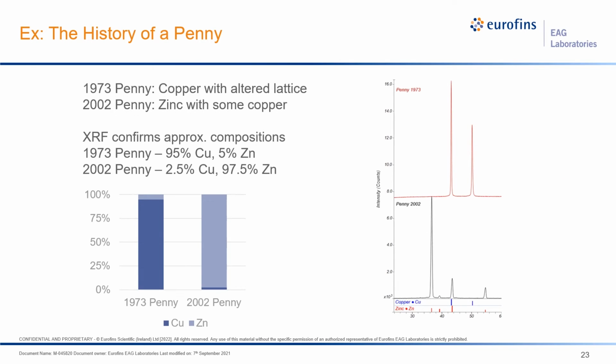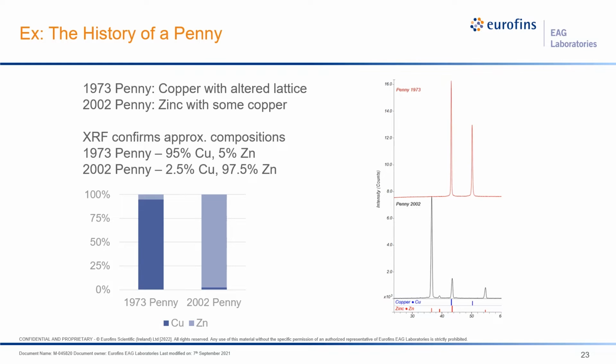We ran a typical theta 2 theta measurement on both pennies to gather information about what they were made of. The older penny showed diffraction peaks that matched fairly well with copper. Not too surprising, but we noticed that the peaks didn't quite line up with those of pure copper. This suggests the copper is alloyed with another metal and has a slightly altered lattice parameter. You can see the plot here on the top right.